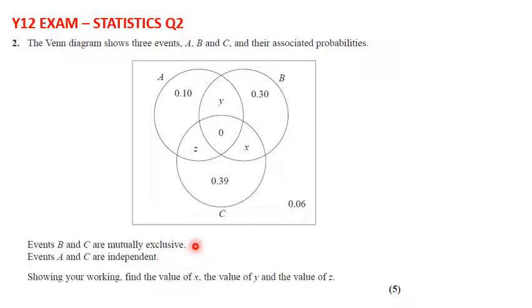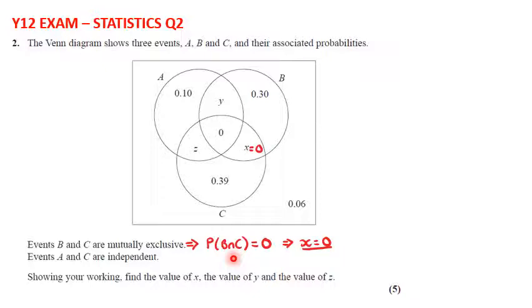So from that first statement, B and C are mutually exclusive. That tells us that the intersection of B and C is 0. B and C cannot happen together, so there is no overlap. So that means that X is 0 and we can fill that in straight away.